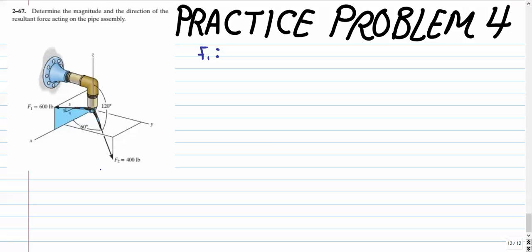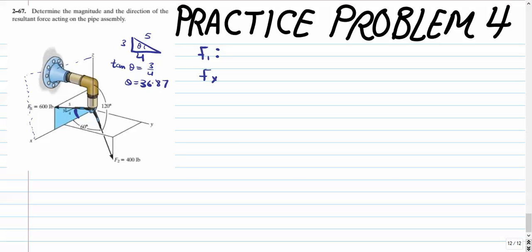Notice that F1 lies in the xz plane, which is this plane. And that means that we're only going to have components along these two axes. So to find its component along the x-axis, we will need this angle right here. And we can find this angle using this triangle that they have provided us with. So using the tan identity, tan of theta, we get theta equals 36.87.